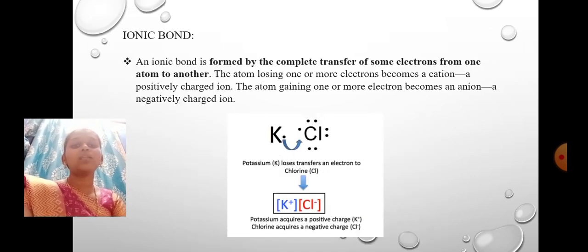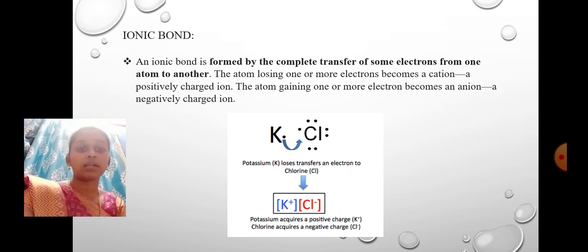Another one is the ionic bond. What is an ionic bond? An ionic bond is formed by the complete transfer of one or more electrons from one atom to another atom. The atom losing one or more electrons becomes a cation, a positively charged ion, and the atom gaining one or more electrons becomes an anion, a negatively charged ion. This is the example for the ionic bond.